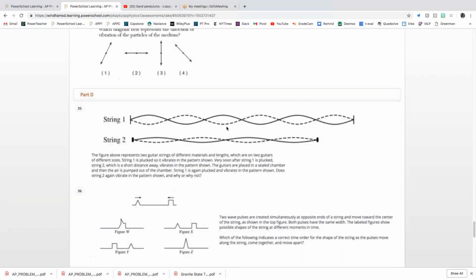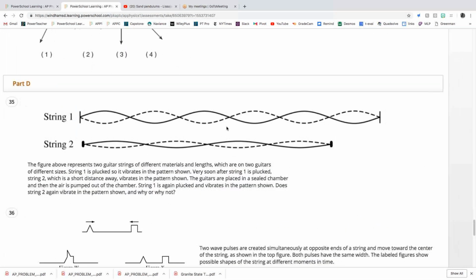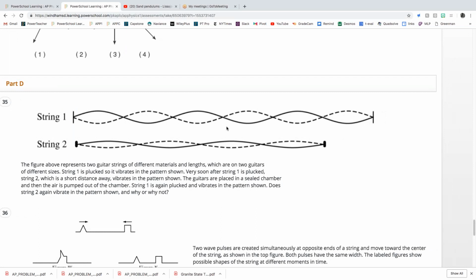Okay, so string 1 is plucked so that it vibrates in the pattern shown. And very soon after 1 is plucked, string 2, a short distance away, vibrates in the pattern shown. The strings are placed in a sealed chamber and then air is pumped out of the chamber. String 1 is again plucked and vibrates in the pattern shown. Does string 2 vibrate? Okay, so this is a tricky question.